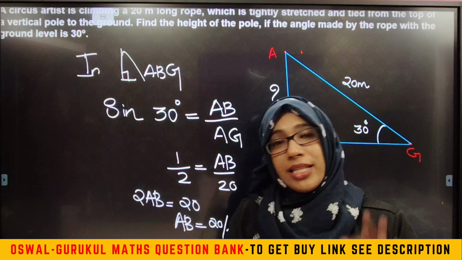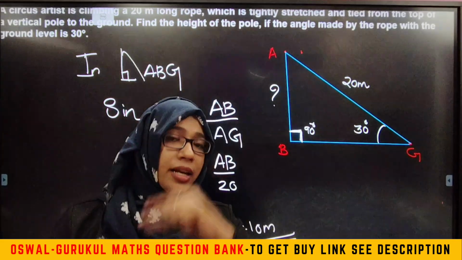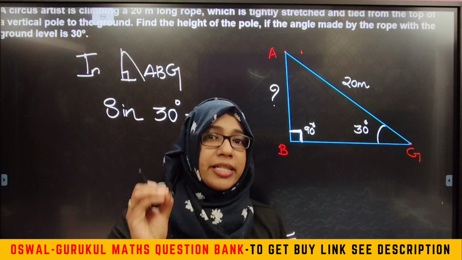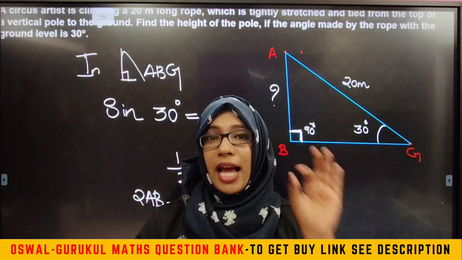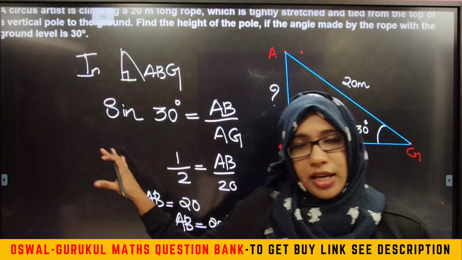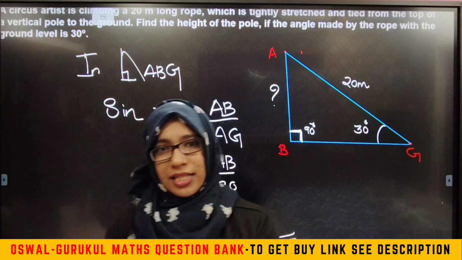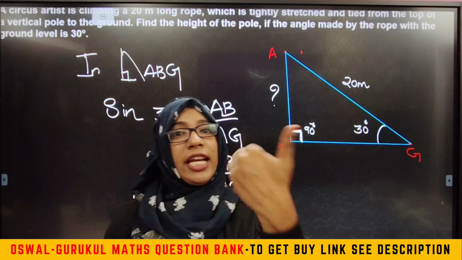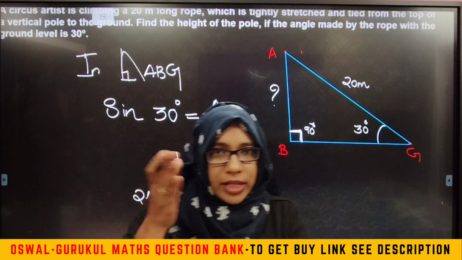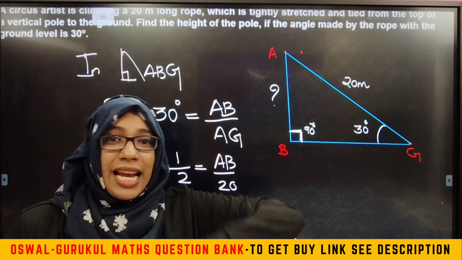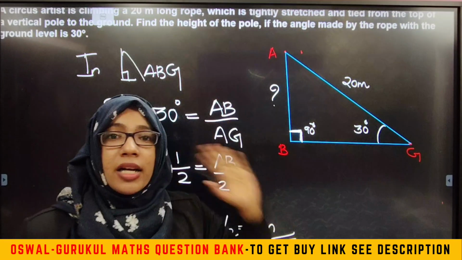Next, what you have to do is identify the angle other than 90 degree provided inside the right angle triangle. So 30 degree. Okay, then identify the side which is provided to you and identify the side you need to find out. According to my figure, hypotenuse is provided and I need the opposite side of the 30 degree angle.